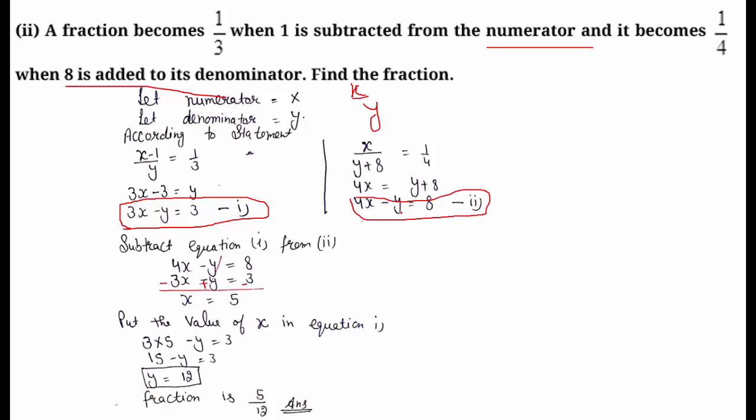Now again here the coefficients of y are the same, so we will go for the elimination method. Subtract equation 1 from equation second. 4x minus y equals 8 minus 3x minus 3, and you know that if we subtract, the symbol gets changed, this will become minus 3 and this will become plus, and minus y plus y will cancel out and we are left with x equals 5. Now put the value of x in equation 1 and you will get y equals 12 and then the fraction will be x upon y, that is 5 upon 12.